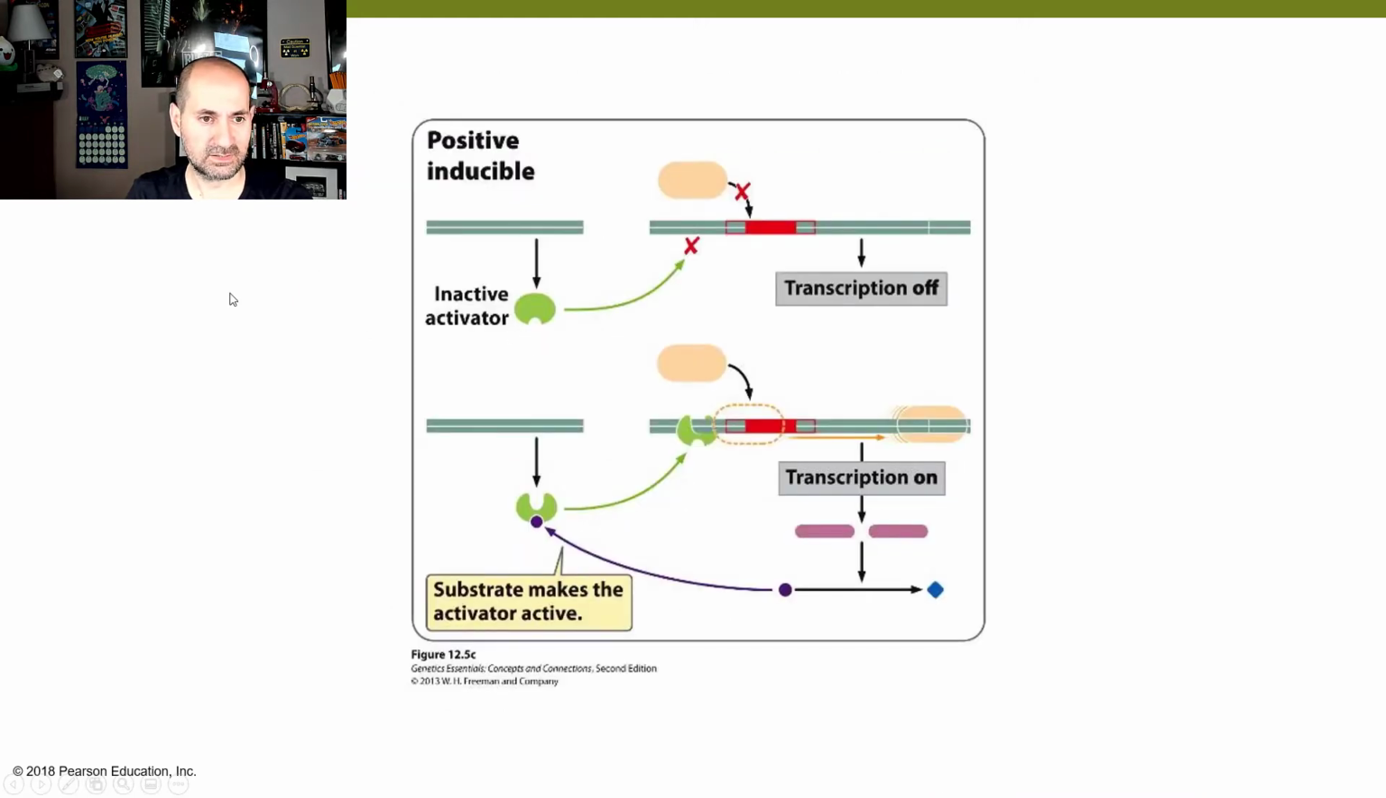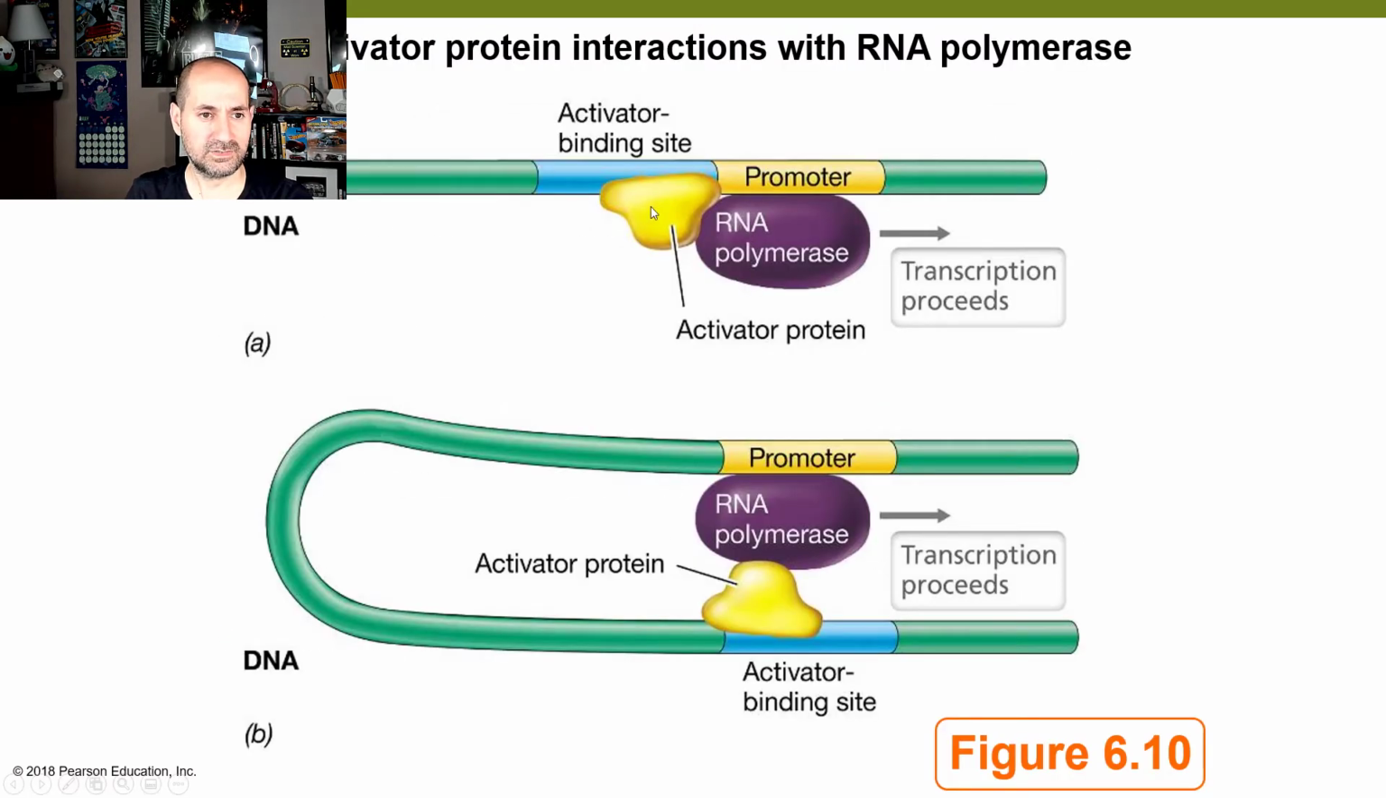And here's a more generic cartoon. The activator is normally inactive. However, when you add the inducer, it binds to the activator, changing the conformation of the activator. The activator can then bind to the activator binding site, recruiting RNA polymerase, and start gene expression. And you should know that the activator binding site can be upstream of the promoter, but it doesn't have to be right next to the promoter. It can actually be well upstream of the promoter as well, because the DNA could just loop back to help recruit RNA polymerase.